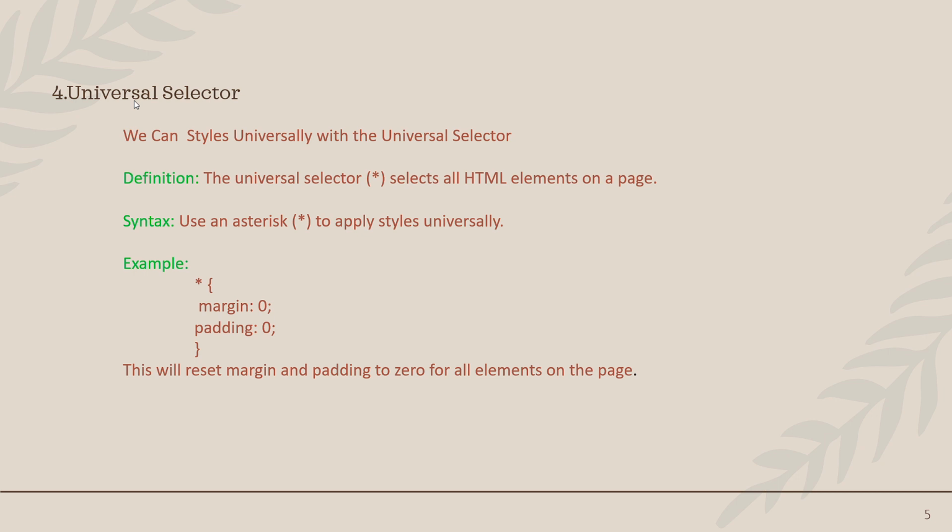And universal selector, we can style universally with a universal selector. The universal selector star selects all HTML elements on a page. To use this universal selector, we have to use an asterisk, like a star, to apply the styles universally. So in the example, we can see we have used a star and then we have given margin 0 and padding 0. So basically this will reset margin and padding to 0 for all elements on the page.